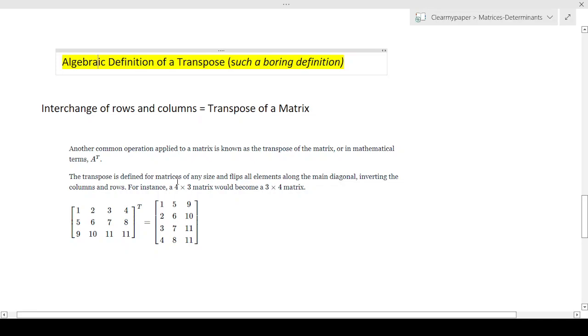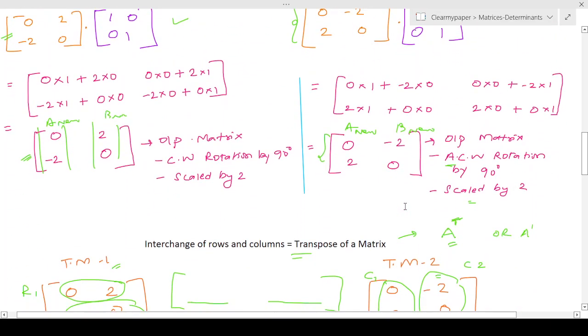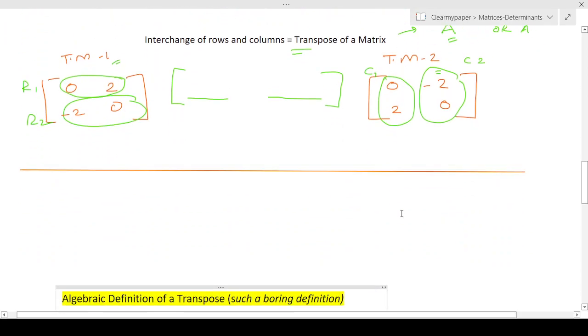Hey folks, welcome back to the concluding video on the transpose of a matrix. In the previous two videos, I explained the geometric intuition, what it means to talk about the transpose of a matrix and how you should think about it intuitively.